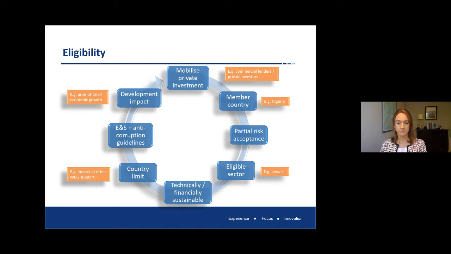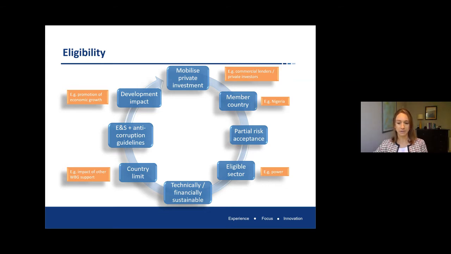Partial risk acceptance. The clue here is in the name of the product, partial risk guarantee. What this means is that the World Bank does not take 100% of the risk that is covered by the product. Now, the reason for this is not that the World Bank is not willing to take 100% of the risk. It is more that by allowing the private sector to take some proportion of that risk, this is intended to encourage proper and thorough due diligence before investment is made into a project.